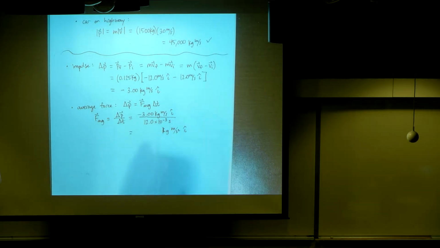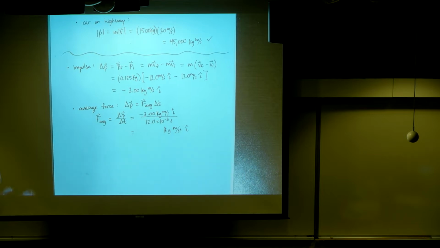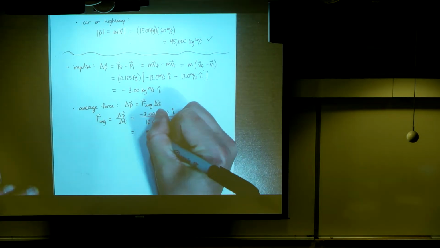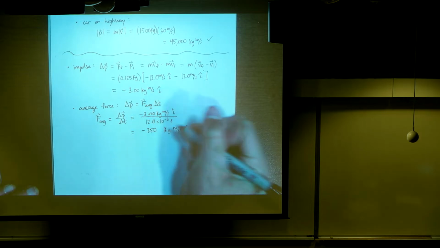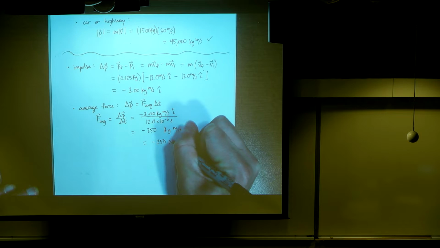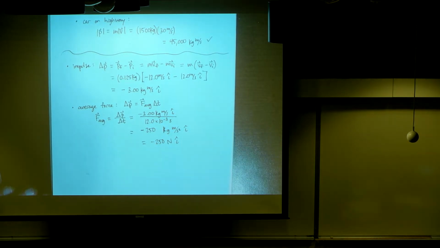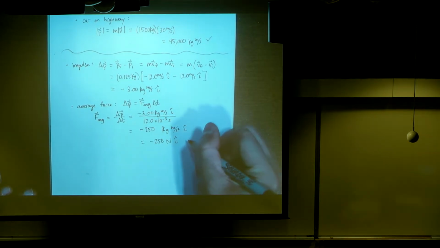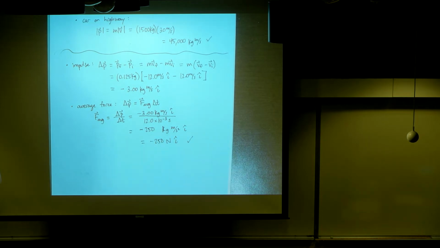What is this equivalent to? Yeah, it's a newton, so it's a force. We expect it to work out as newtons, right? And how many newtons are we dealing with? Negative 250 newtons. Yeah, so minus 250 newtons along the x-axis. Okay, that's the answer. So going back to the original picture, we can make sense of this.